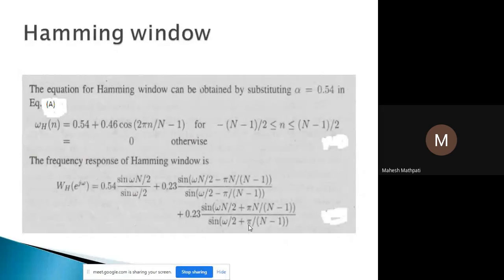Hope it is visible to you all. Yes, sir. दिख रहा है ना सबको? Okay, please note down that. Here w_H of n stands for, H stands for Hamming window again. You need to just remember these formulas while solving the examples again.